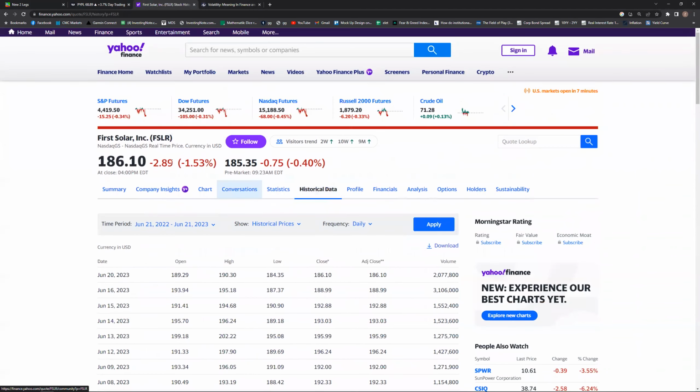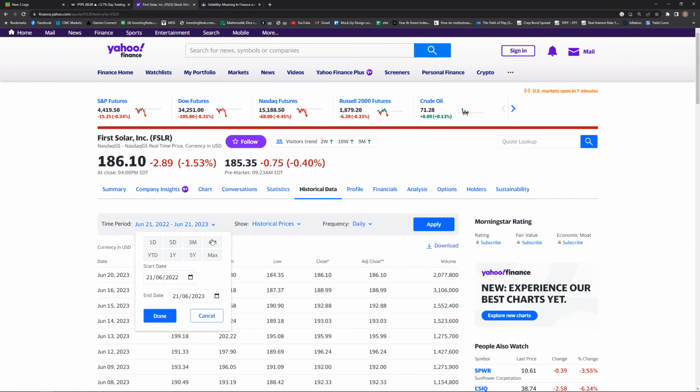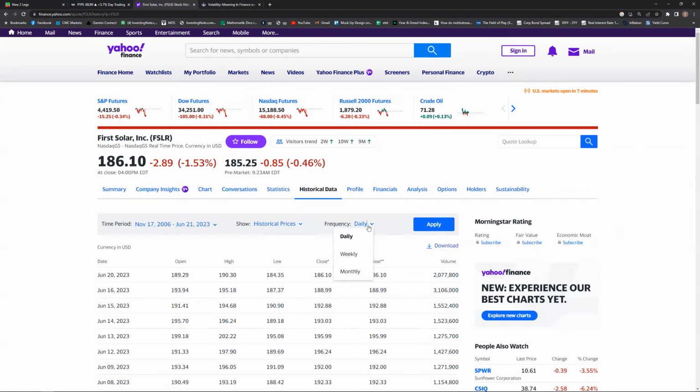Once you have the historical data, for time period, you click here, click max. We want every single data point. And you can see First Solar is already there since 2006. So we have a good amount of data points. And for frequency, I want monthly. And then you click apply.